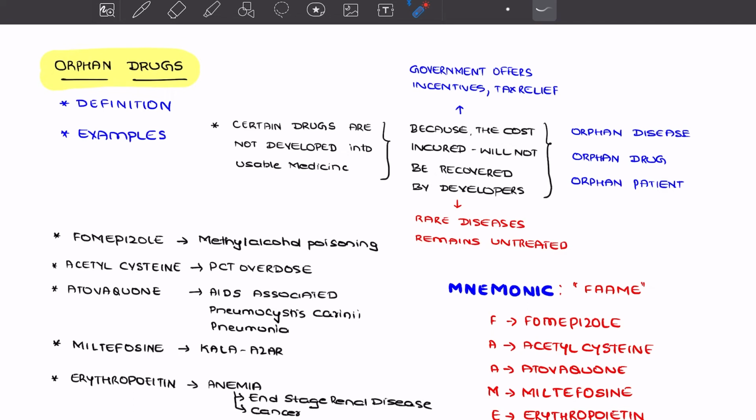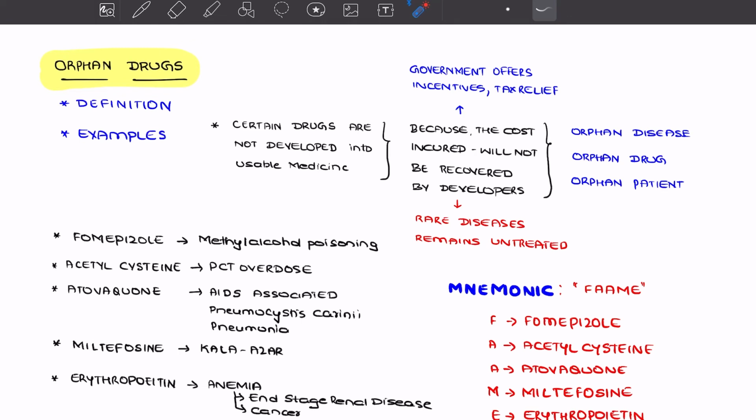So for this reason, the government has come out with special plans and offers, that is in the form of incentives and tax relief for the pharmaceutical companies which are preparing these drugs. The person who is suffering from rare diseases is called an orphan patient, and the drug which has been used to treat the orphan disease in the orphan patient is called an orphan drug. So the disease is called orphan disease, the patient is called orphan patient, the drug is called orphan drug.